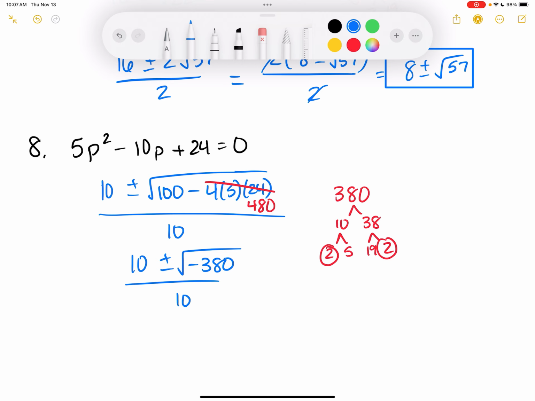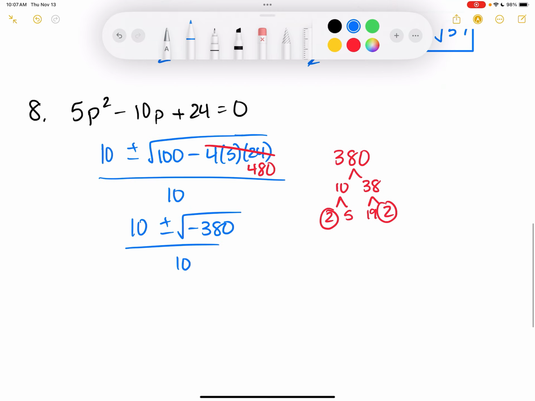Now, what do I do with that negative inside? You take it out as an i. So I'm going to have 10 plus or minus 2i, and then the square root of 95. Is that right? Yeah. 19 nickels would be 95 cents. Okay, over 10.